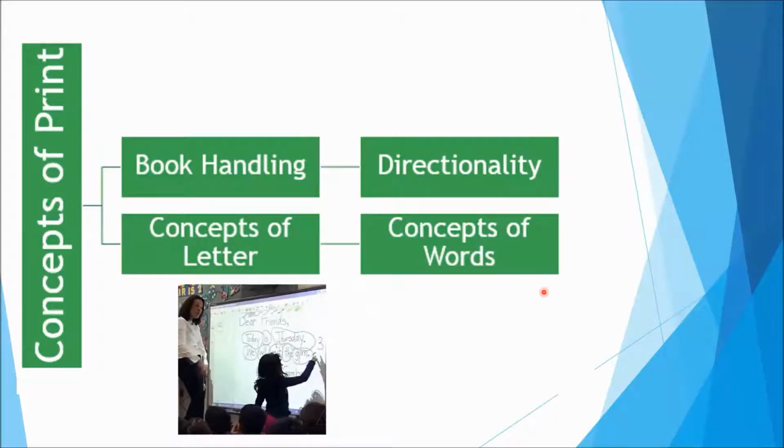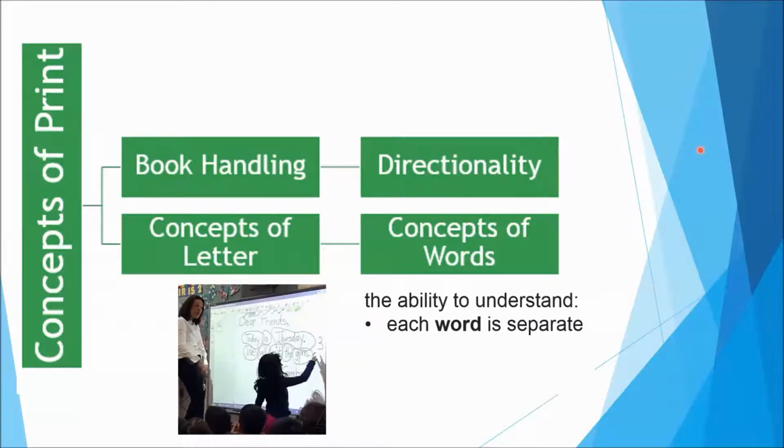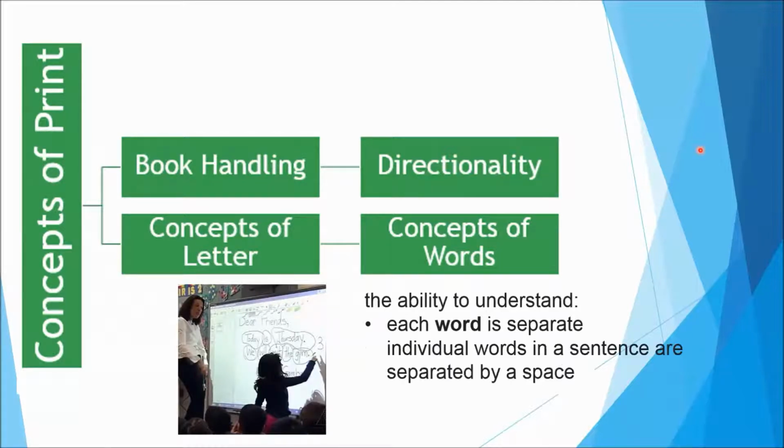All right, now that we have book handling skills and directionality, and they have the understanding that there are individual letters in our language, we are now developing something called concepts of words. Concepts of word is the ability to understand that each word is separate. So you have a group of letters that make one word, and that word is separate. That individual words in a sentence are separated by a space, and that spoken words match written words.